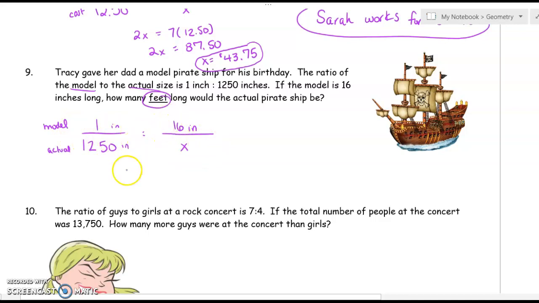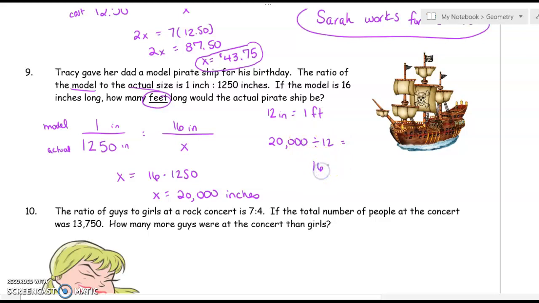So we're going to cross multiply. When you cross multiply, you get x times 1, or just x, equals 16 times 1250. You're going to get x equals 20,000 inches. All right, but it wants it in feet. So something that you have to remember is that 12 inches is 1 foot. So we're going to take the 20,000 inches and divide it by 12, and that'll tell us how many feet it is. It doesn't work out to be the nicest number. It ends up being 1,666.67 feet. So we just divided it by 12 to figure out how many feet it is.